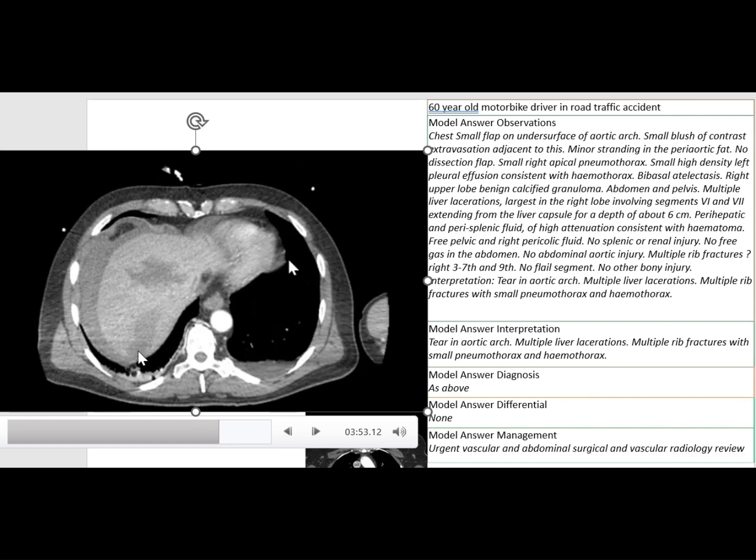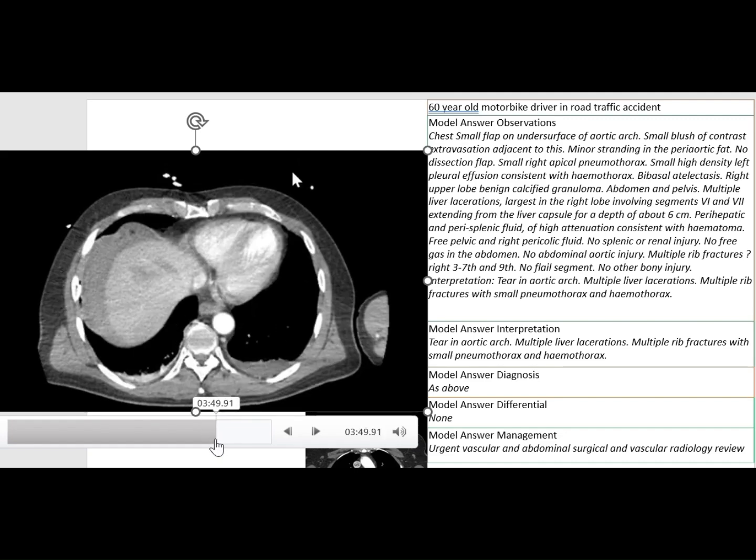Next finding, there are multiple hepatic lacerations. Can you see this? Multiple hepatic lacerations. This is a hepatic laceration extending from the liver capsule to a depth of 6 centimeters, and it is seen here involving the 7th hepatic segment. As we are in the upper hepatic segments, this segment is the 7th.